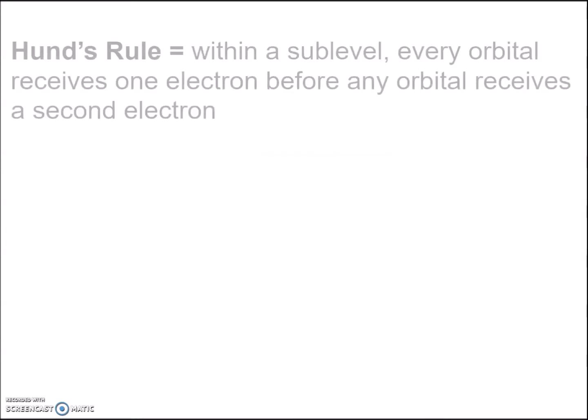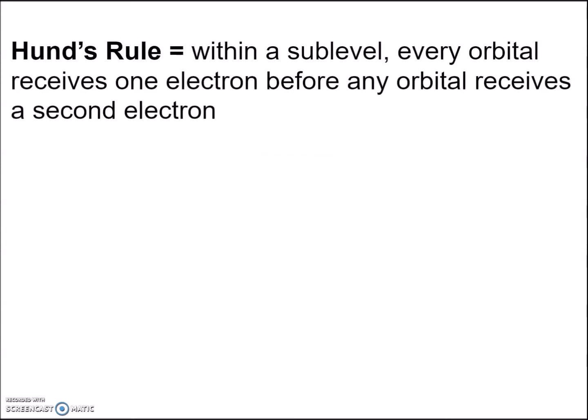Another really important rule is called Hund's rule. Well, it's a German dude, so Hund is technically his name, but everybody says Hans. Hund's rule says that within a sublevel, every orbital receives 1 electron before any orbital receives a second electron.